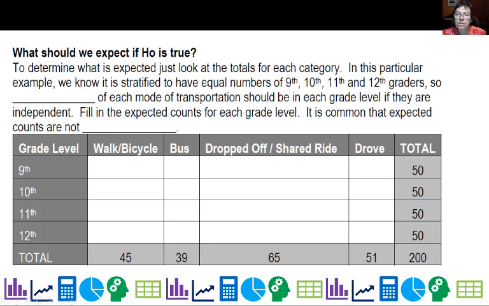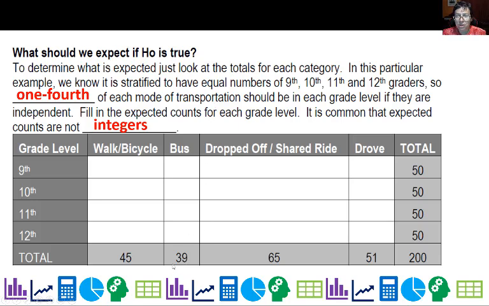To determine what is expected, just look at the totals for each category. In this particular example, we know it is stratified to have equal numbers of 9th, 10th, 11th, and 12th graders. So 1/4 of each mode of transportation should be in each grade level if they are independent. So we're going to fill in the expected counts for each grade level. It is common that expected counts are not integers, so don't freak out if it's not an integer.